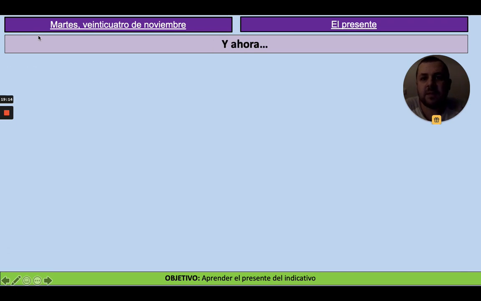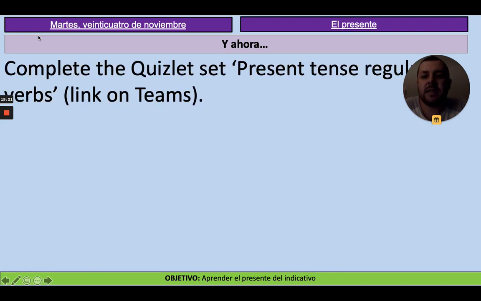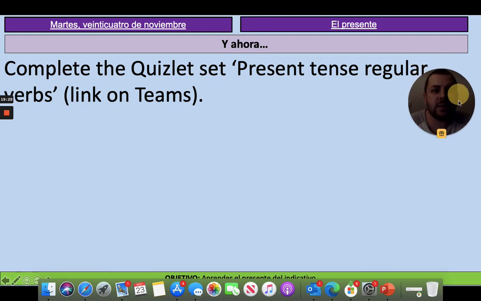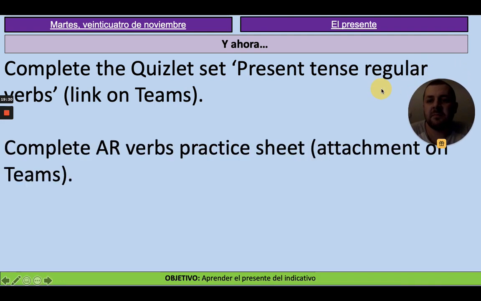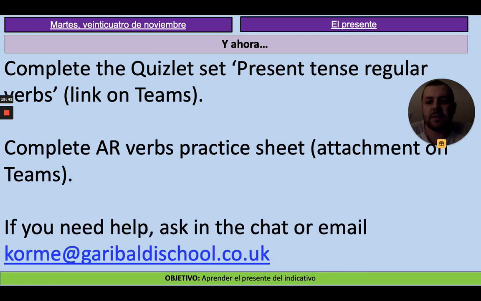Okay, so now you've had the introduction to the present tense, on Teams I've given you the Quizlet set, present tense regular verbs. So if you complete all of those Quizlet activities, and I've also attached a sheet on Teams, which is the AR verbs practice. So do as much as you can in the 50 minutes that you have. Any questions? If you need any help, feel free to put something in the chat or send me an email.